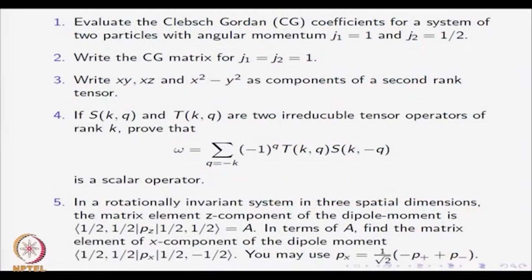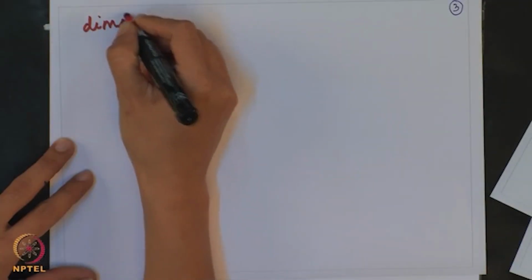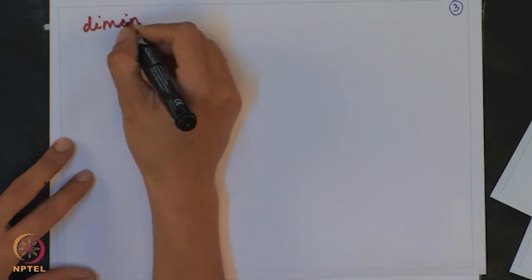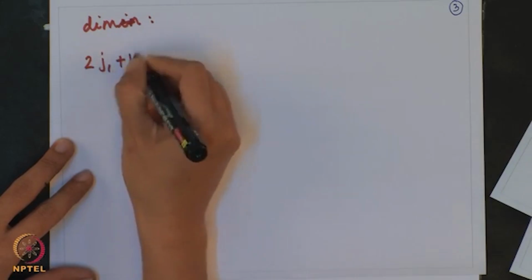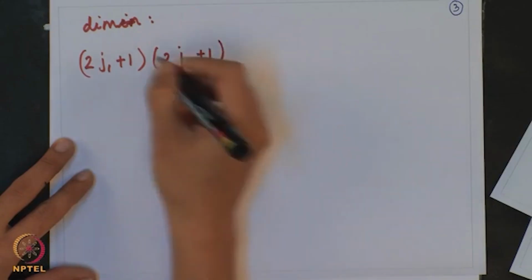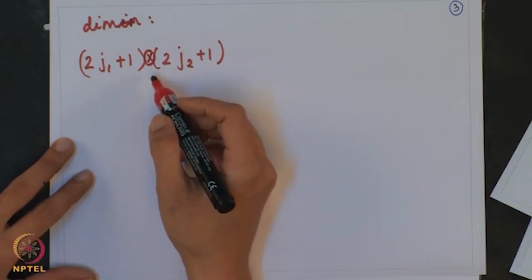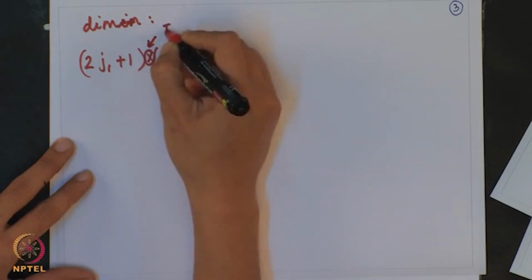In general, if I want to write the dimensionality of the coupled and the uncoupled bases, one can equivalently write the dimension as 2 J1 plus 1 into 2 J2 plus 1. This will be a product, but remember, it is a tensor product, not a direct product.